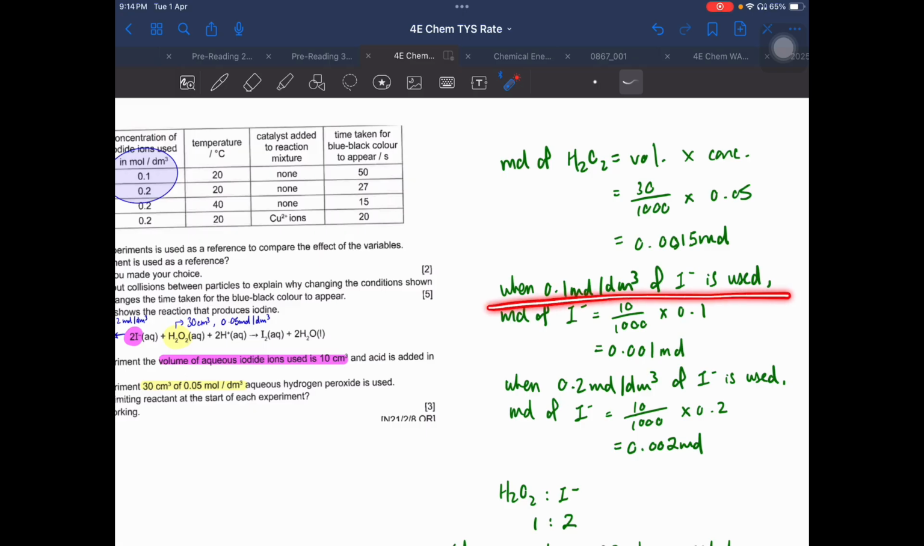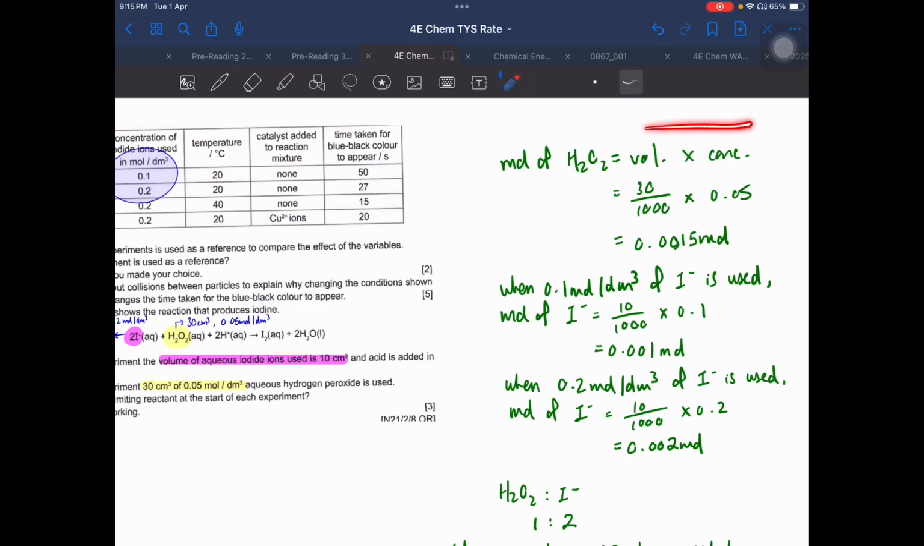So if you are using 0.1 mole per dm³ of iodide, this will mean that the mole is volume times concentration, which is 0.001 mole. But if you are using 0.2 mole per dm³, you are taking the volume of 10 divided by 1000 times 0.2 and end at 0.002 mole. Now this means that in the whole reaction, either you are using this mole of iodide or this mole of iodide. But the question is, is this amount limiting or is this amount considered excess already? So is it already too much or actually not enough?